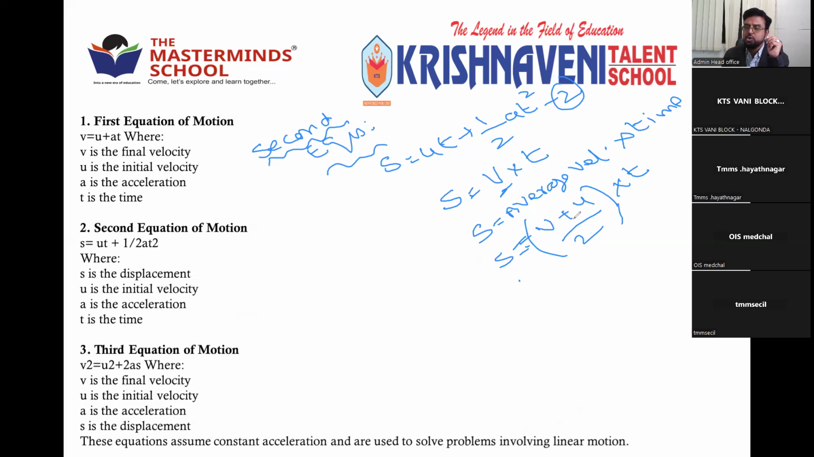S is equal to average velocity into time. But here, the twist is, in place of V, we wrote the equation 1. That is, in place of V, I wrote U plus AT. Plus U is there as it is, you can keep by 2 into T. In brackets you can write, since V is equal to U plus AT.